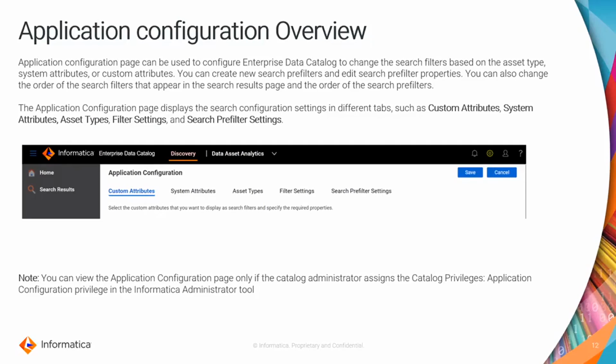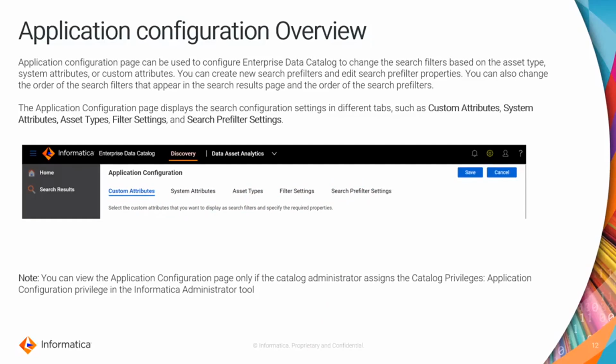Application configuration overview. The application configuration page can be used to configure Enterprise Data Catalog to change the search filters based on the asset type, system attributes, or custom attributes. You can create new search prefilters and edit search prefilter properties. You can also change the order of the search filters that appear in the search results page and the order of the search prefilter. The application configuration page displays the search configuration settings in different tabs such as custom attributes, system attributes, asset types, filter settings, and search prefilter settings.